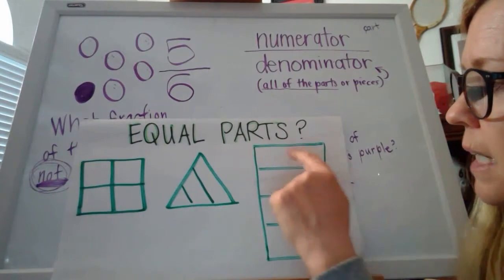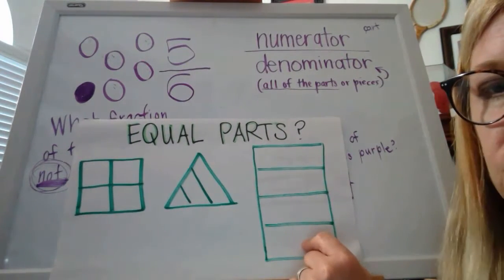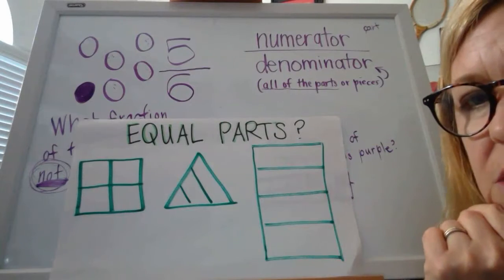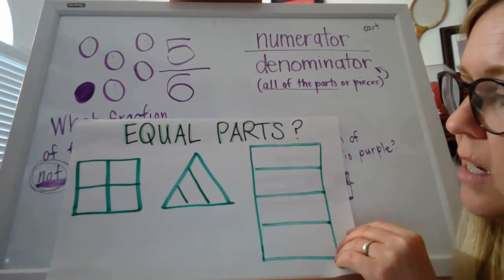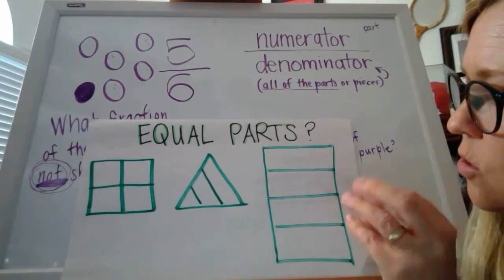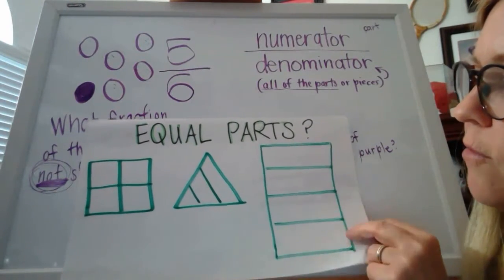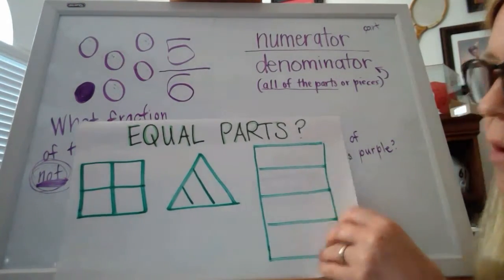This rectangle has been divided into 4 parts, and those 4 parts are the same size, pretty much. And so these are divided into equal parts, so that is a fraction of the rectangle.